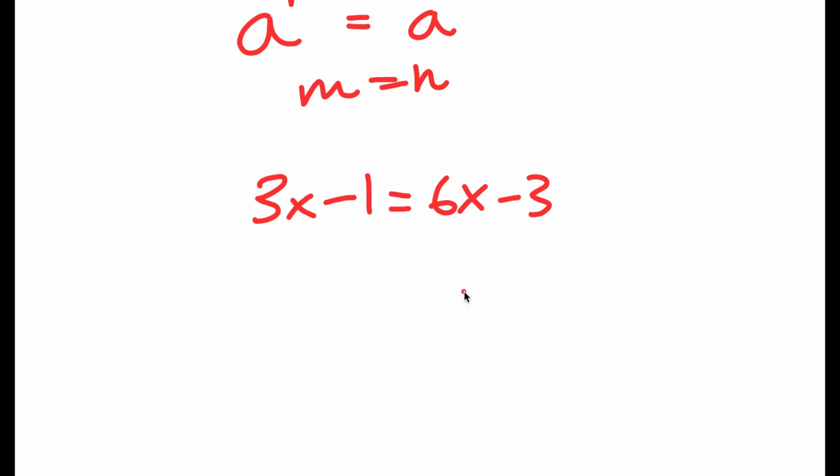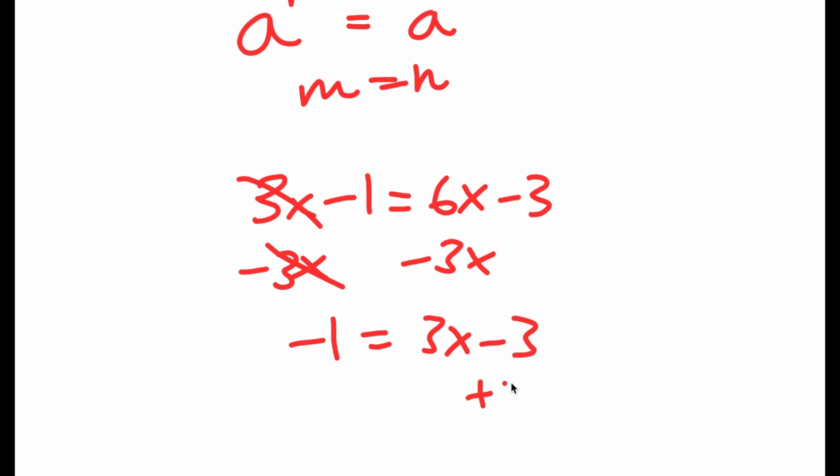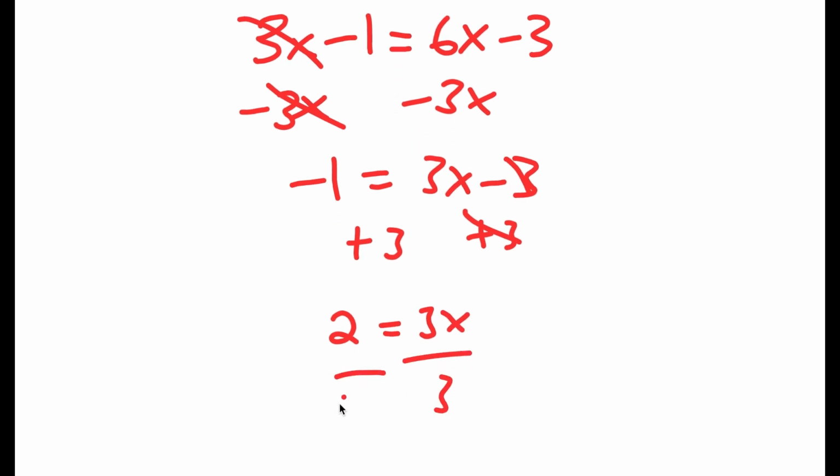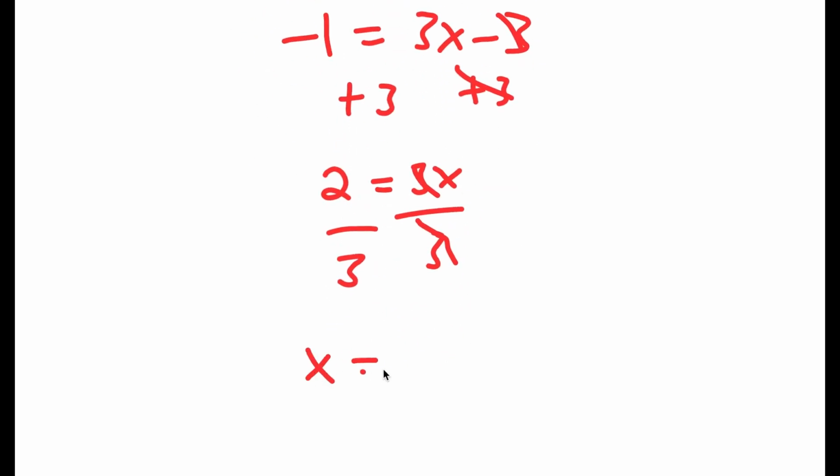So we have a simple equation here, and to solve this, I'm going to first start by subtracting 3x on both sides. So I get negative 1 is equal to 3x minus 3. If I add 3, I get 2 is equal to 3x, meaning x is equal to 2 over 3.